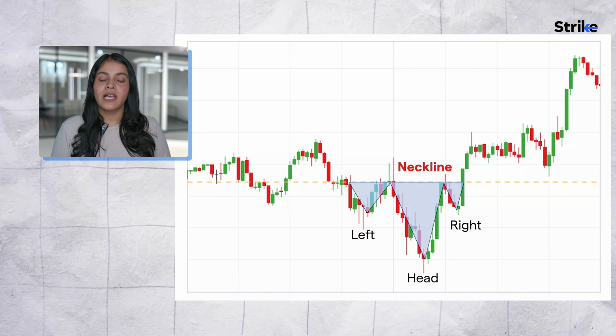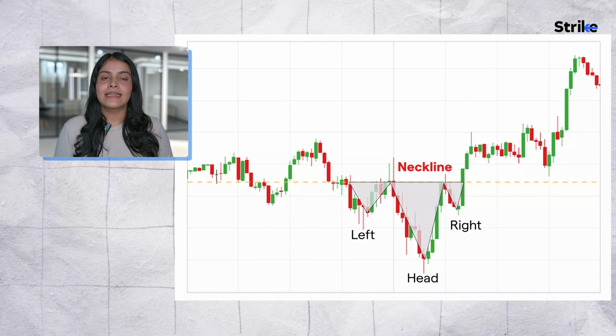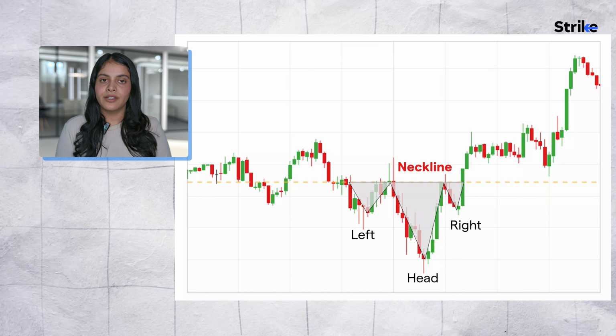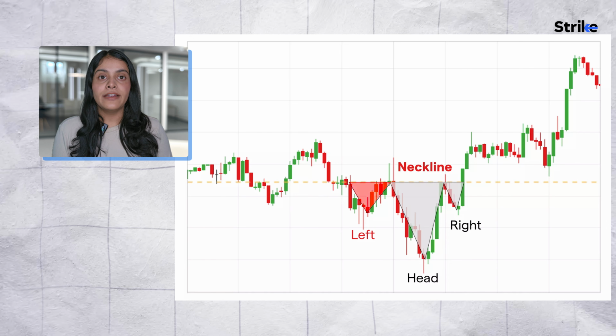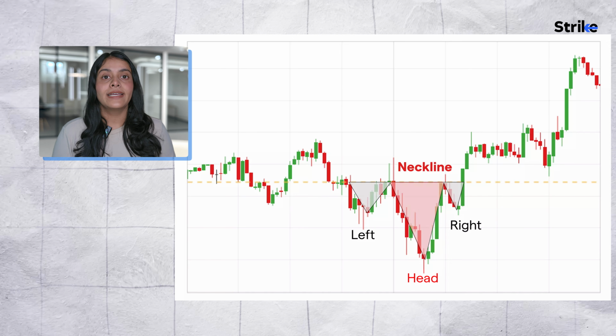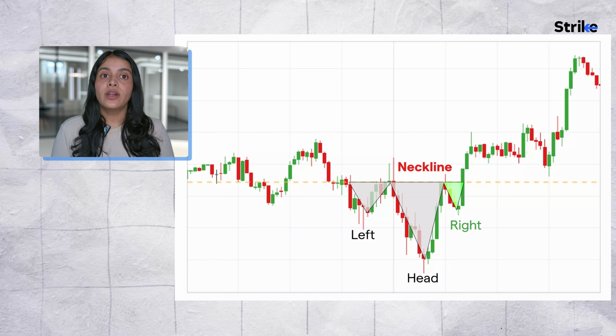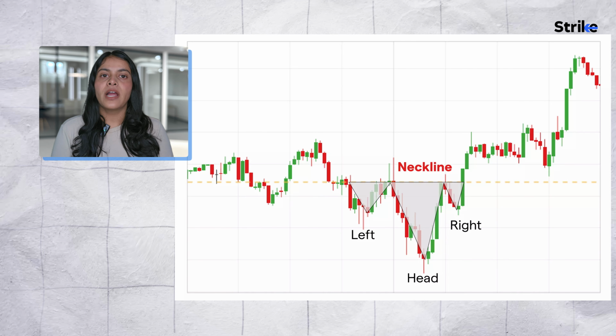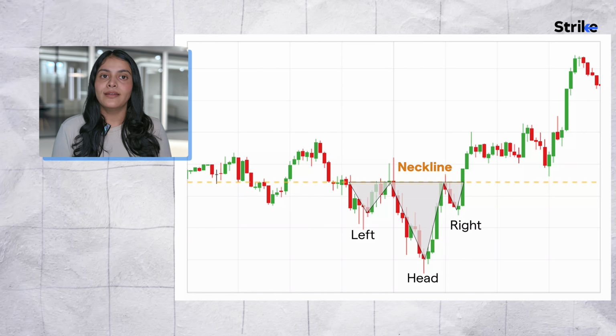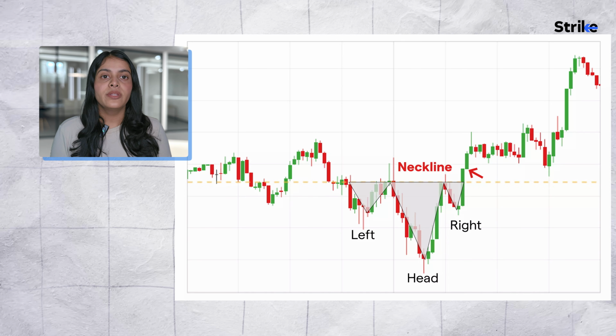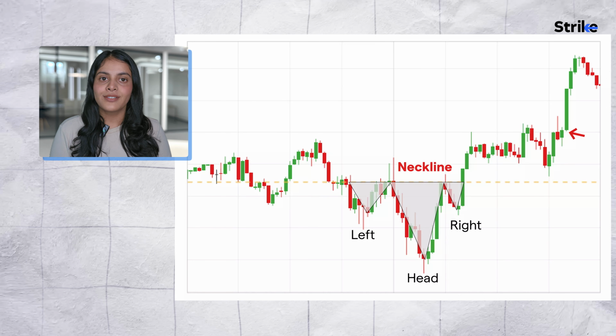It usually forms after a prolonged downtrend and signals that the sellers may be losing control. It consists of a left shoulder, a lower low called the head, and another low called the right shoulder. These three form around an important resistance area called the neckline. When price breaks above the neckline, the market often enters a bullish phase.